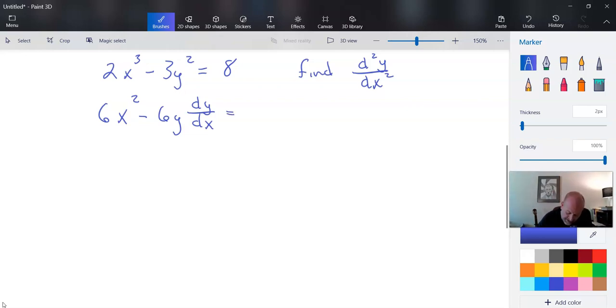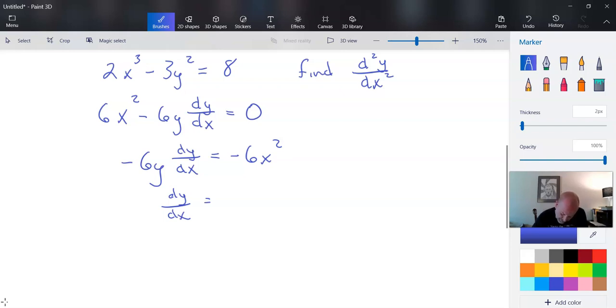And then the derivative of 8 is 0. Okay, so this one's not too bad. Looks like we can isolate this pretty quickly. We'll subtract 6x squared over. I get minus 6y dy/dx is equal to negative 6x squared. And if I divide by negative 6y, I get that dy/dx is equal to x squared over y, because the 6's cancel.